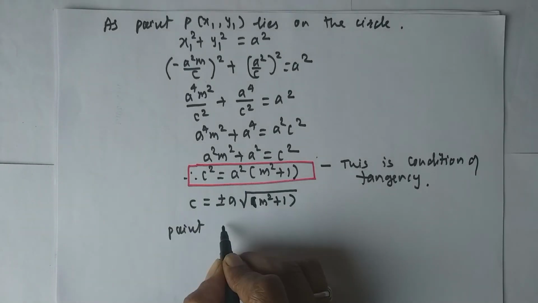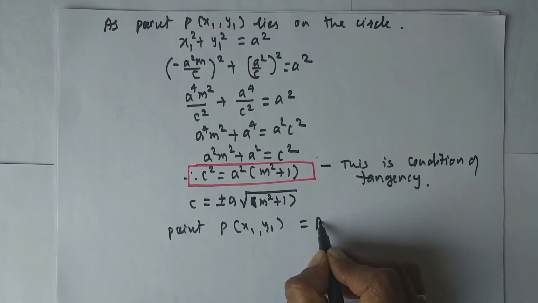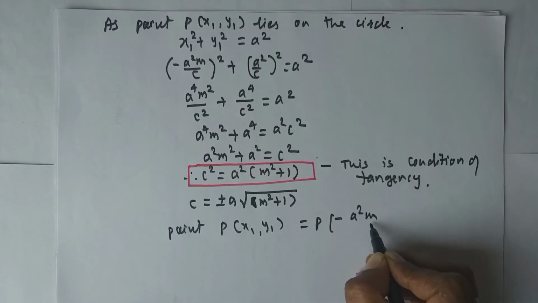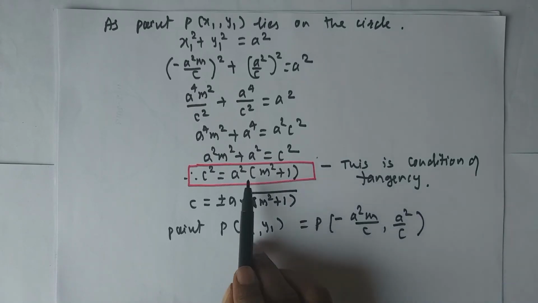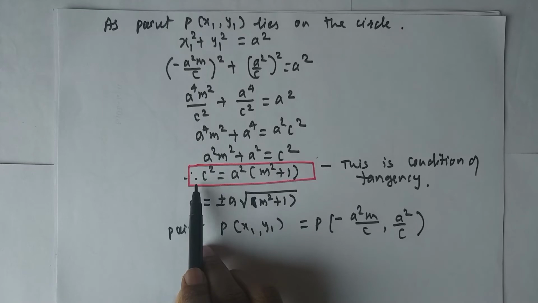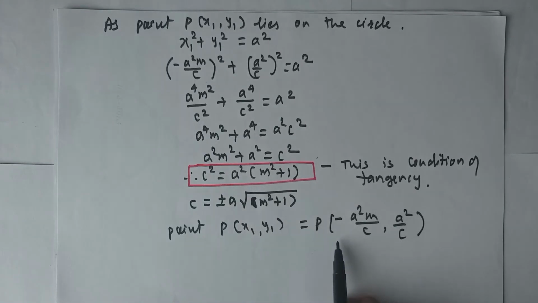See here, point P x1 y1 is nothing but minus a square m divided by c, a square divided by c. This is the condition of tangency. Either you remember this form or this form. This is the condition of tangency, and the point of contact P is minus a square m divided by c, a square divided by c. This is the x coordinate and this is the y coordinate. And you remember this as a formula to solve the problems.